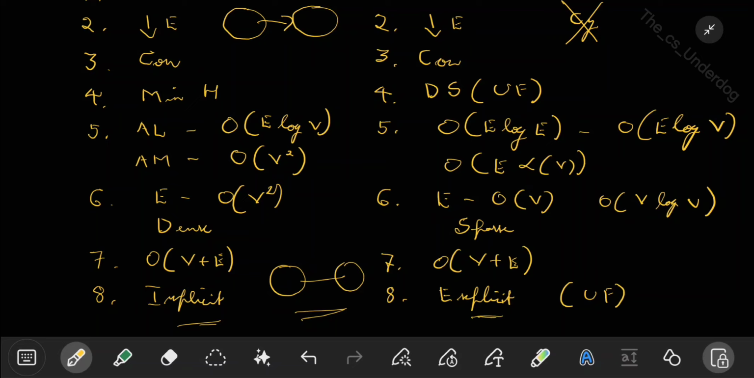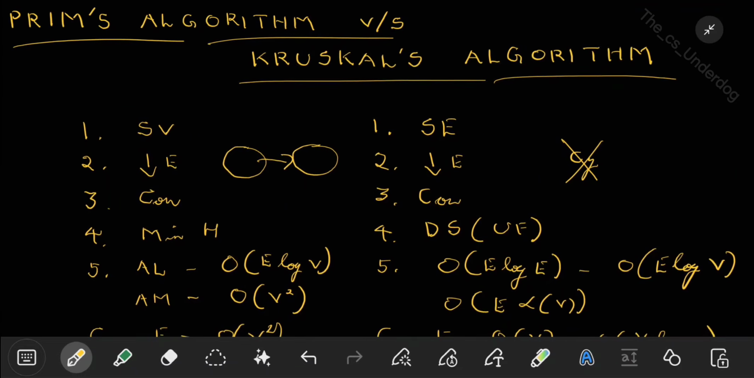These are the major differences between Prim's and Kruskal's algorithm. Keep in mind that we use both these algorithms for solving the same problem. It is exactly the same problem. Both are greedy algorithms. All those are similarities, but they use different techniques, and because of that, there are these differences between these two algorithms.